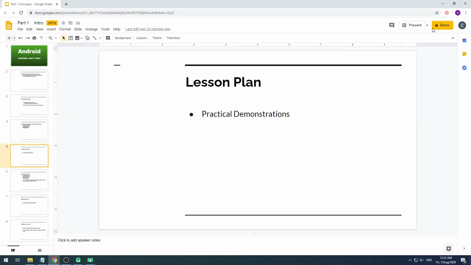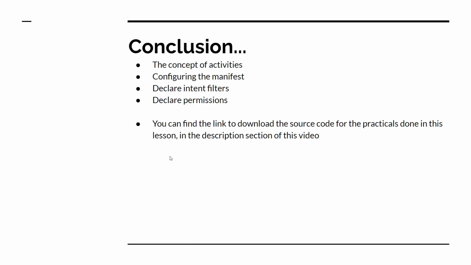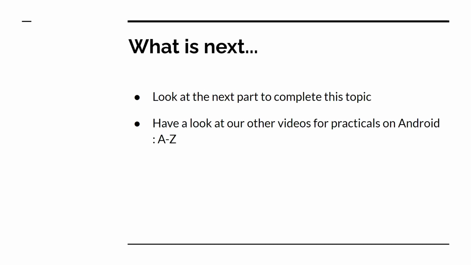We discussed this, but the practical demonstrations will come after this. Conclusion: you learned about the concept of activity, and configuring the manifest file with intent filters and permissions. We didn't do a practical for this, but we'll be doing it in the next lessons. We used the Android developer docs. So what's next? Look at the next part to complete this topic. We'll be continuing this and have a look at our other practical videos.